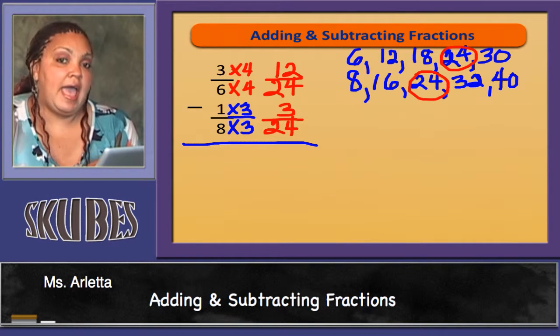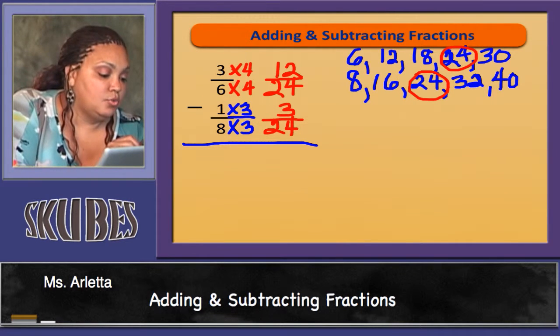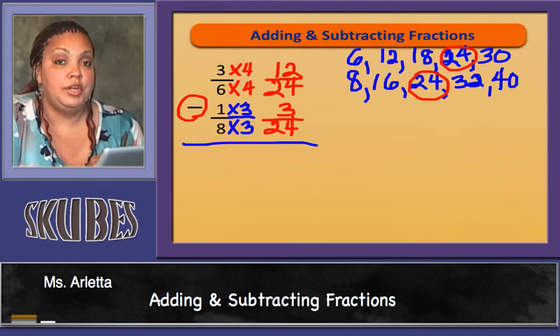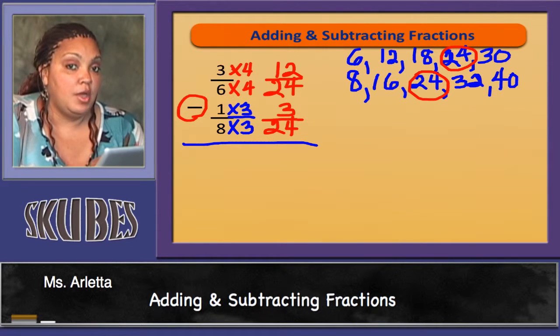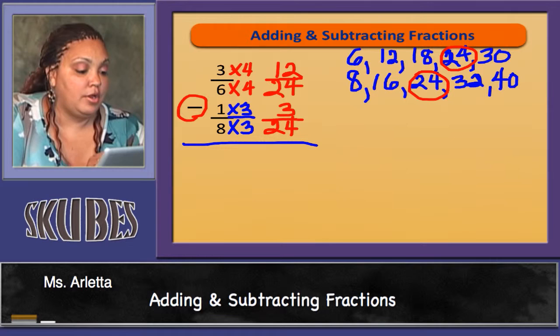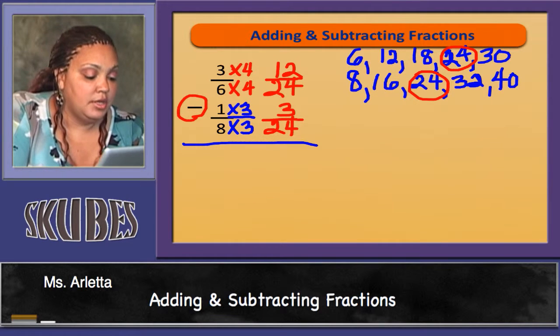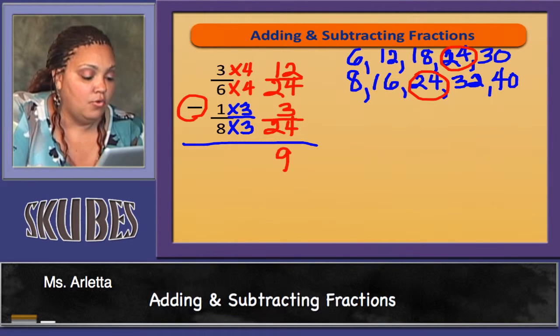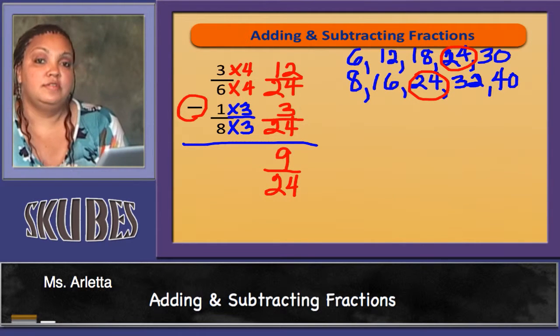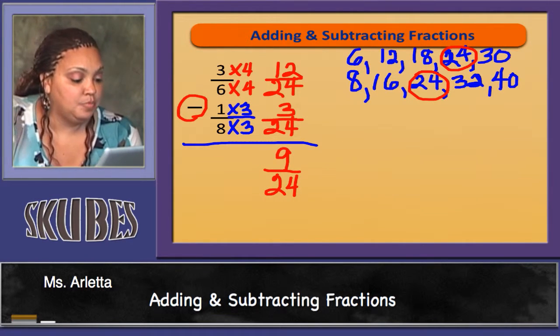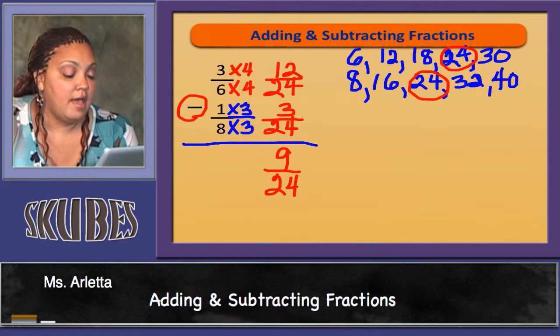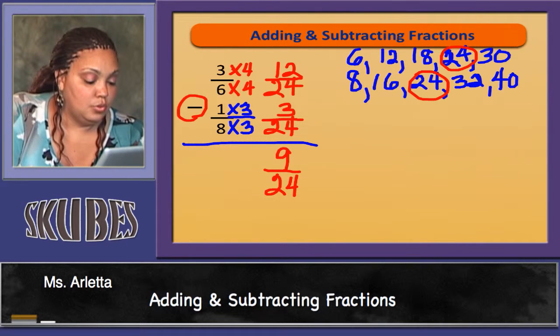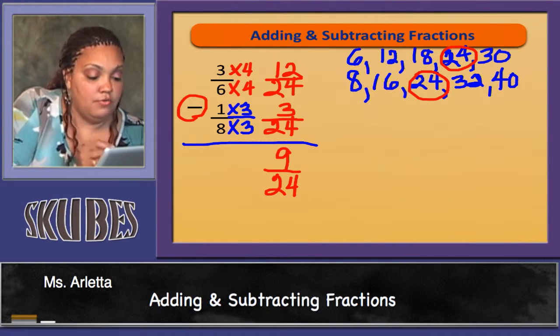Now you look and see, do I add or subtract? Well, our subtraction symbol here lets us know that we need to subtract, and the only thing that we subtract is our numerators. 12 minus 3, and that gives you 9 over 24. Then you look to see if you need to simplify or reduce the fraction by checking to see if 9 and 24 have a common factor. And yes, they do. A common factor of 3.